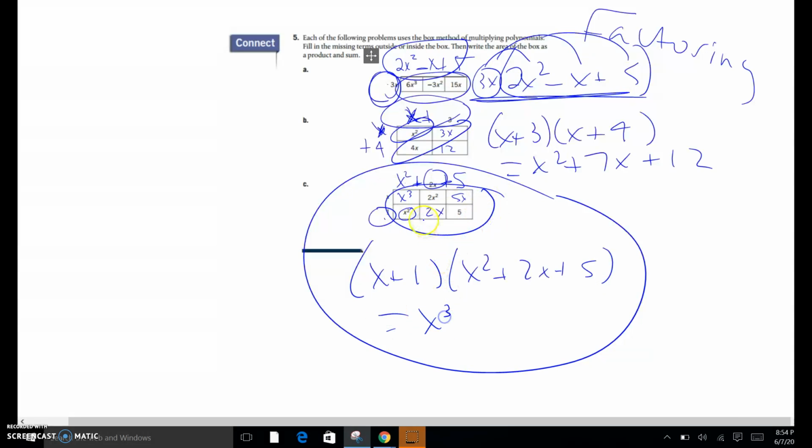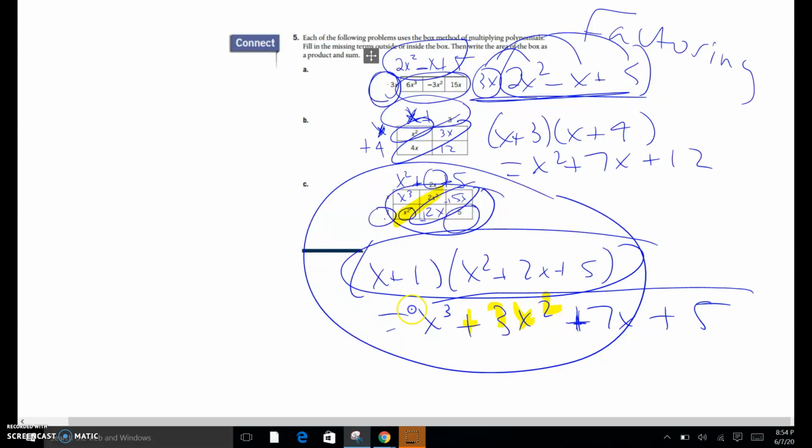So x cubed, but I need to collect like terms. So these two together would be what? 3x squared. Oopsie. Guess maybe a pen would be nice. And then these two together would be positive 7x, because again, there's no symbol, so they're both positive. So you need plus in between. And then I have what? A 5? There we go. So these are what we call factors, and this is the product after you multiply it all out.